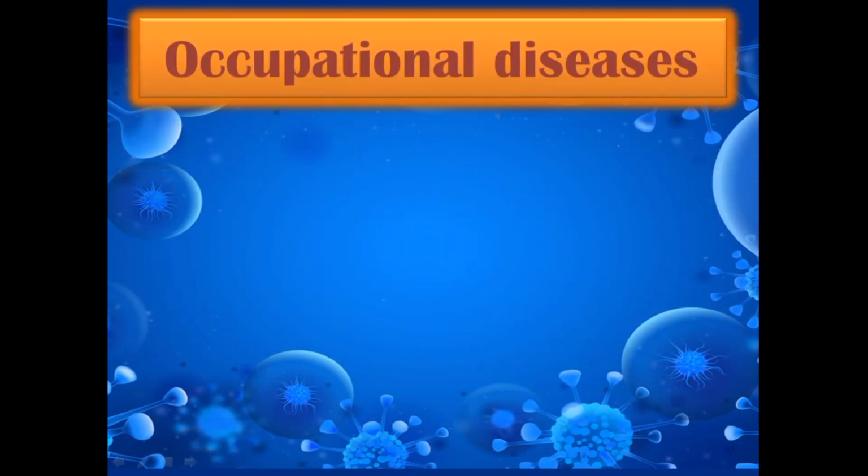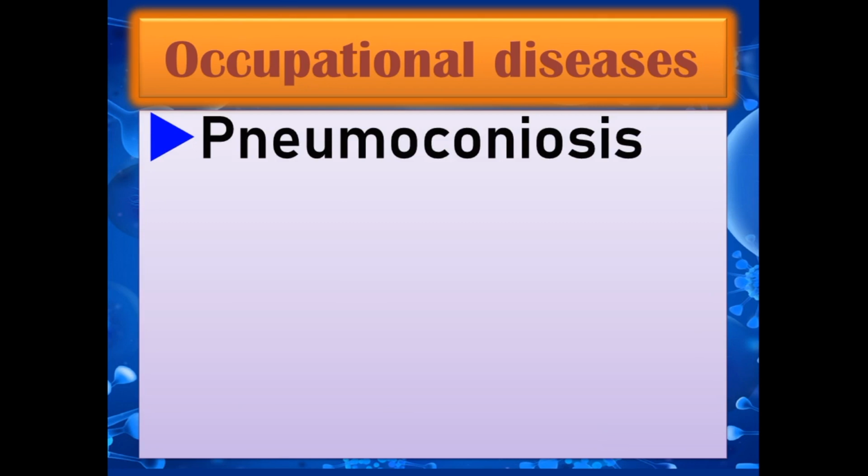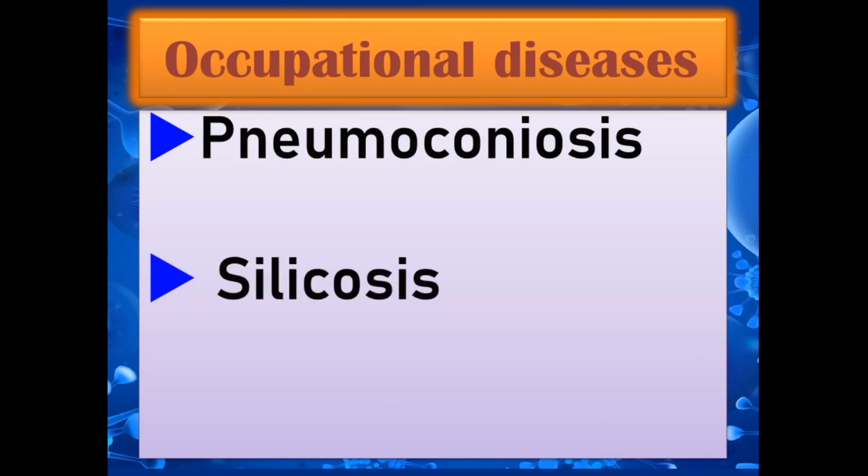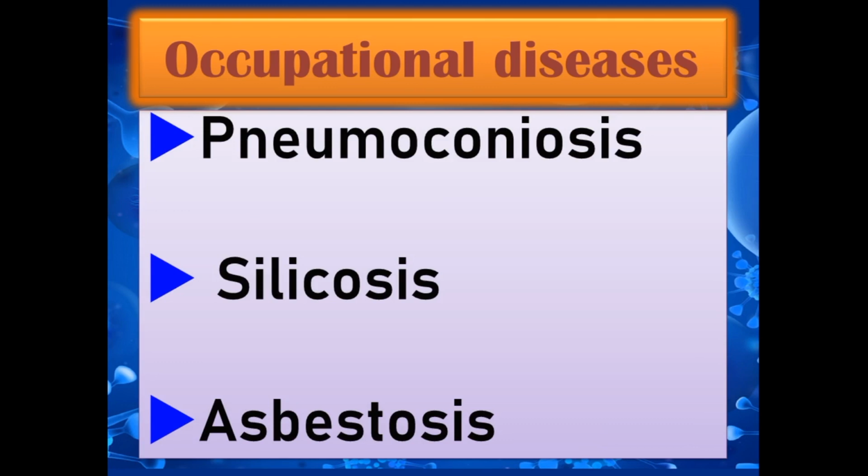Next one is occupational diseases. Occupational diseases are caused by situations in work sites related to the job or the work site. Some examples of occupational diseases are pneumoconiosis, silicosis, and asbestosis. I repeat, pneumoconiosis, pneumo related to pneumonia, P is silent. So pneumoconiosis, silicosis, and last one is asbestosis.